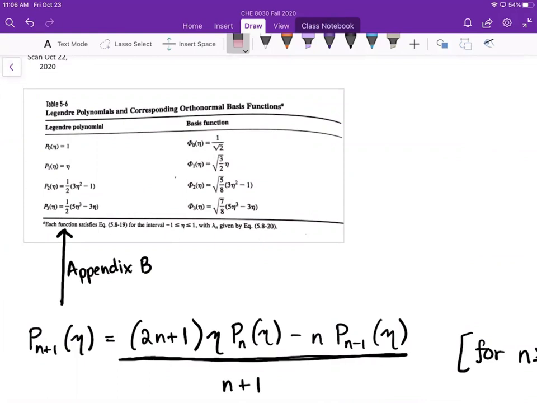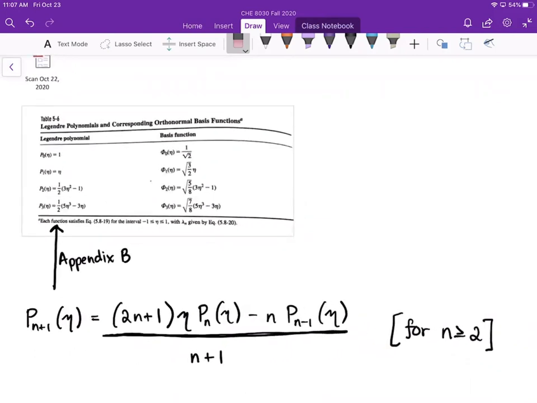And what you see in the leftmost column is the collection of Legendre polynomials. We're just going to call those LG polynomials. And what you see is, again, the first four LG polynomials going from n equals 0 to n equals 3. And those basis functions are generated from those LG polynomials. We can calculate an infinite number of those polynomials based on the following formula that I pulled from Dean in Appendix B.